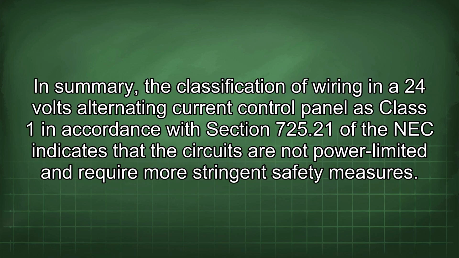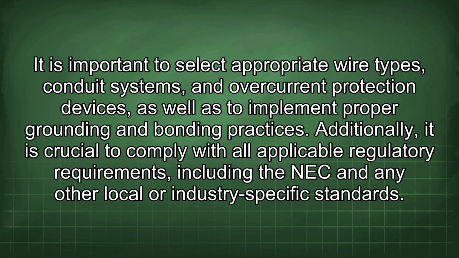In summary, the classification of wiring in a 24 volts alternating current control panel is Class 1 in accordance with Section 725.21 of the NEC, which indicates that the circuits are not power limited and require more stringent safety measures. It is important to select appropriate wire types, conduit systems, and overcurrent protection devices, as well as to implement proper grounding and bonding practices. Additionally, it is crucial to comply with all applicable regulatory requirements, including the NEC and any other local or industry-specific standards.